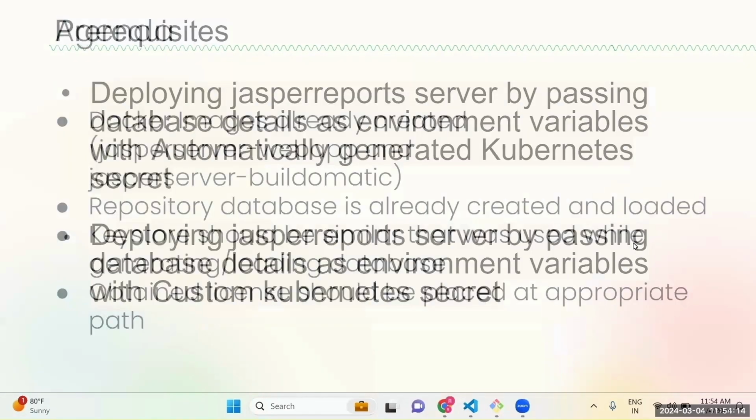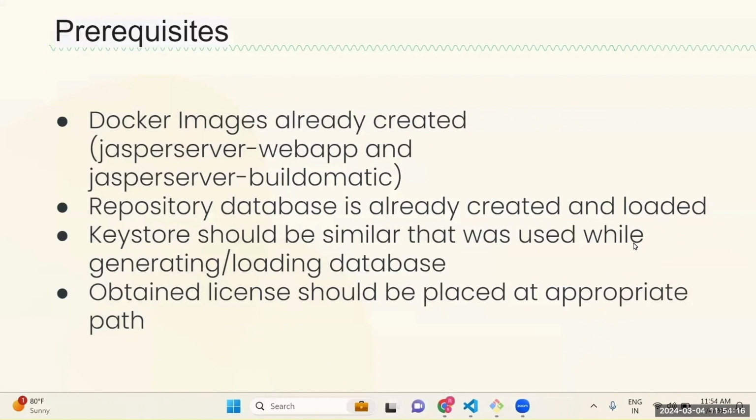So these are the prerequisites required for both scenarios. We will require Docker images, which should be the Jasper Server web app and Jasper Server Buildomatic. If you don't have these images already created, please check out the video on creating Docker images for JasperReports Server, where we have explained how to create the images for various scenarios. Also, we require the repository database, which should be already created and loaded. We will require the keystore, which should be the same one we used while generating and loading the database. And whatever license you have obtained should be placed in the appropriate format.